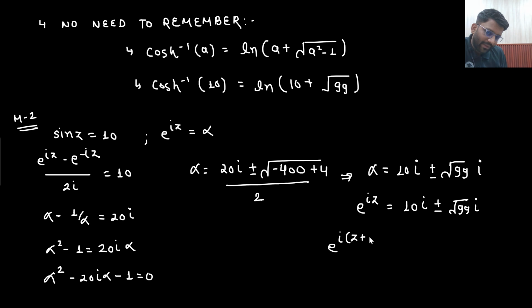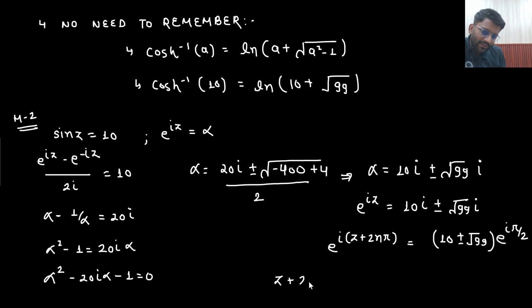Iota z plus 2n pi also I can put, no? Because e to the power iota z plus 2n pi will give you the same answer only, because e to the power iota 2n pi will give you 1 only. That would be equivalent to iota I am taking common, 10 plus minus under root 99. Now in place of this iota, what am I putting? e to the power iota pi by 2. Can I do this thing? In place of iota, I am putting e to the power iota pi by 2. Everything is understandable in this line, right?